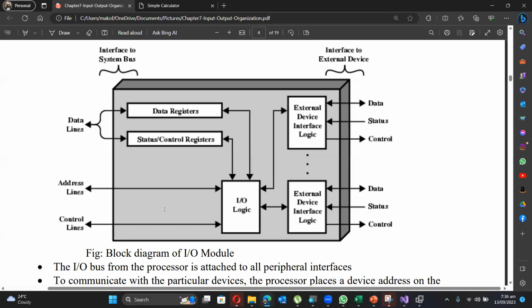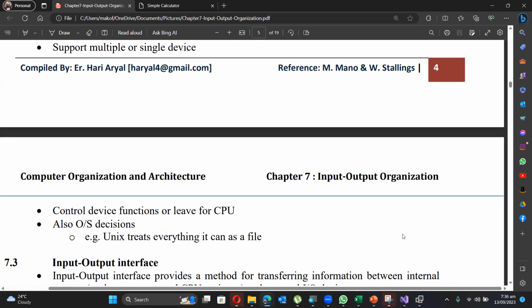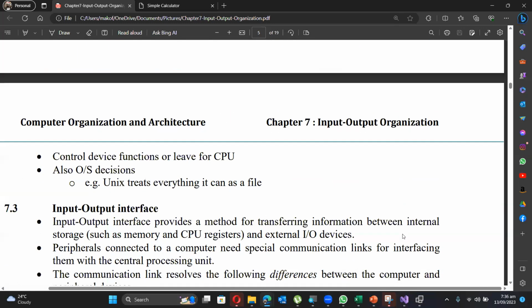Are there any questions before we continue? There are no hands up, so I'm assuming there are no questions.